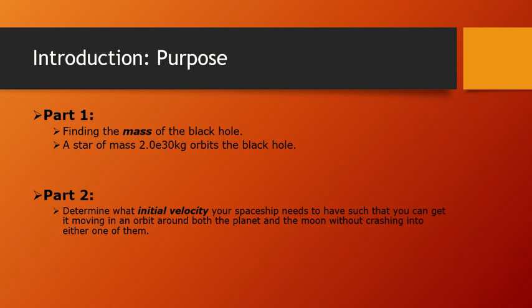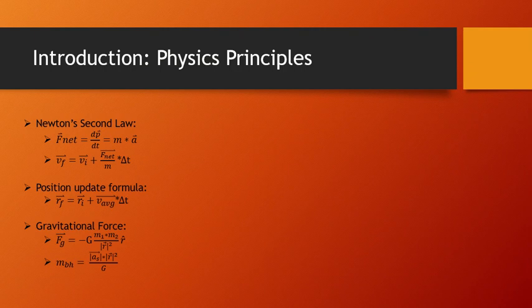The physics principles I will be using include Newton's second law, which states that a net force is the rate of change of momentum over time, as well as the product of mass times acceleration. This law also gives us the velocity update formula. I will also be using the position update formula and the gravitational force, which, in case there is only one force in a system, tells us that the mass of one object is equal to the acceleration of the other object times the distance between them squared over the gravitational constant.